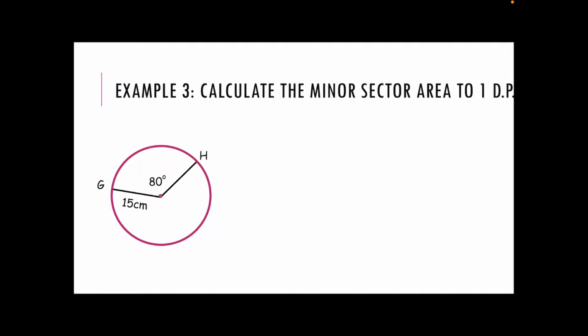Okay, for example 3, we have been asked to calculate the minor sector area to 1 decimal place. So hopefully we remember that minor means small, so we are calculating the area of this section here. That means then that we are going to need our formula once again, pi r squared times by our angle out of 360. So in this case, we are going to have 15 squared for our radius squared and 80 over 360 for our fraction at the end there.